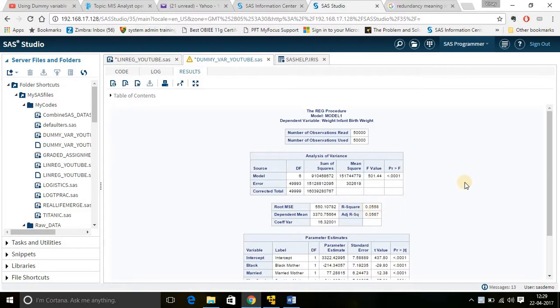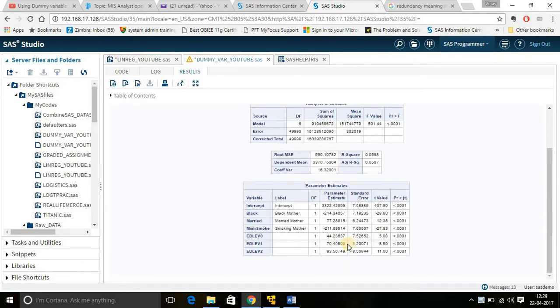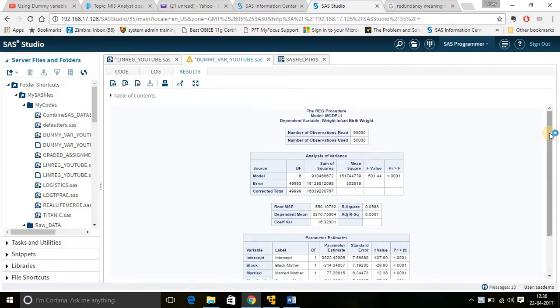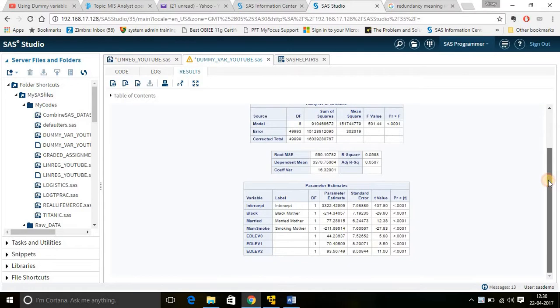R square is very less, 0.05, but we need not worry about the results. All we were trying to do is create some dummy variables for categorical variables and how we will use that in regression. Here we can see that all of them are significant, but still the R square is very less, so we'll have to take a look at the R square and why it is coming like that. So this is how we deal with categorical variables in regression analysis.